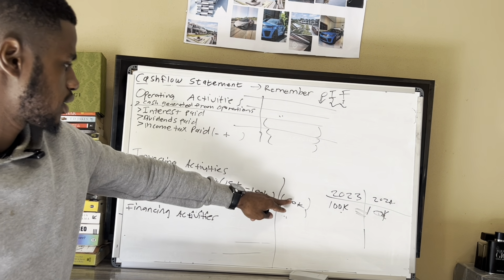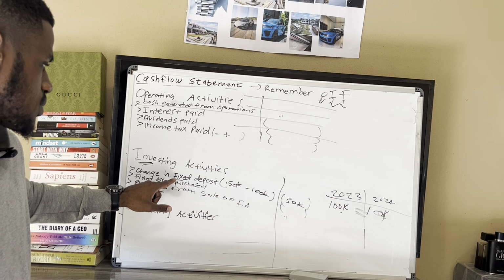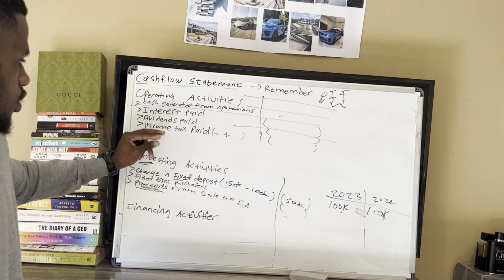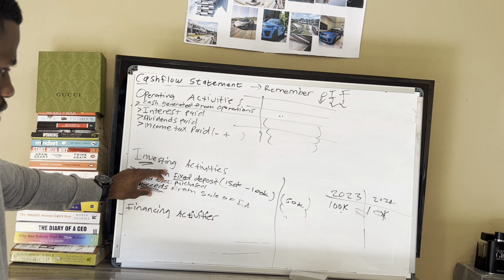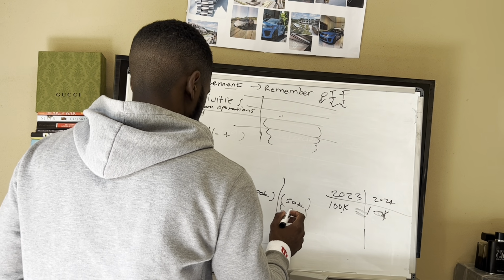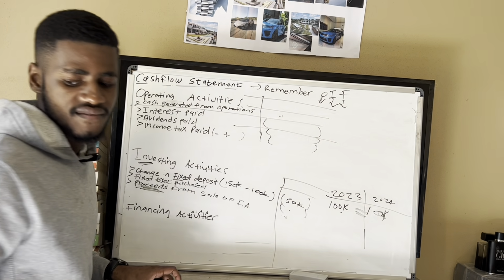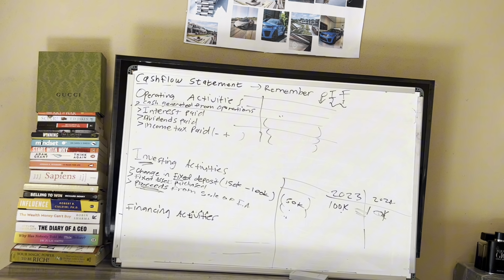Now, sometimes you can have only this, sometimes it's this and this, sometimes it's all of them. Doesn't matter, but your structure is like this. So you now add this amount plus this amount plus this amount, which would give us your investing activities here.